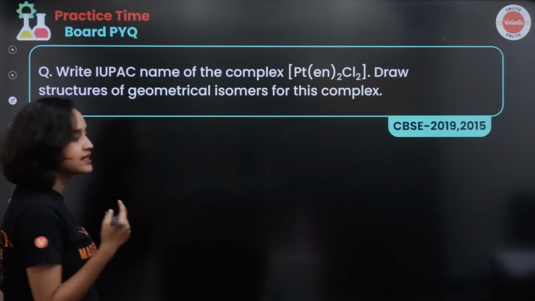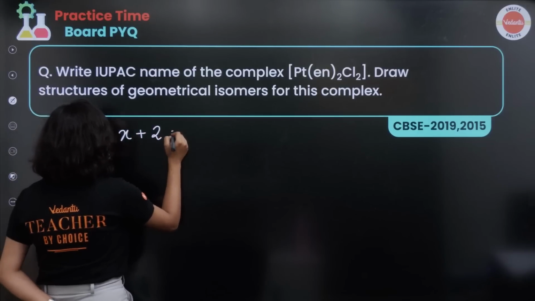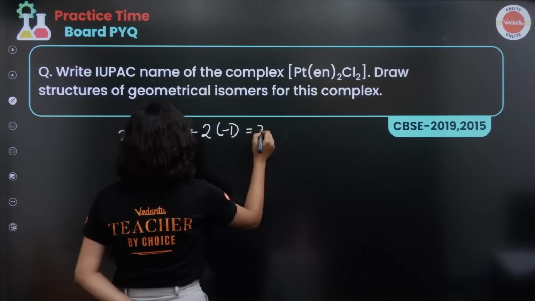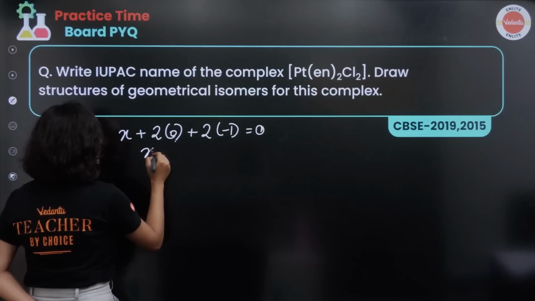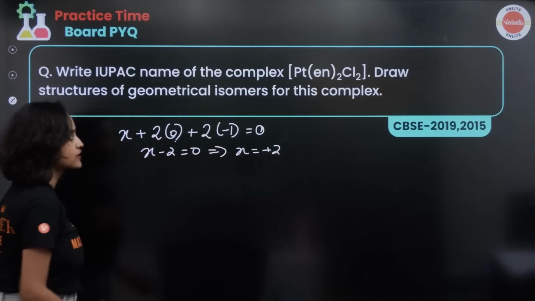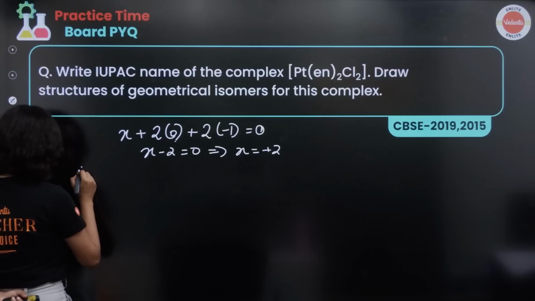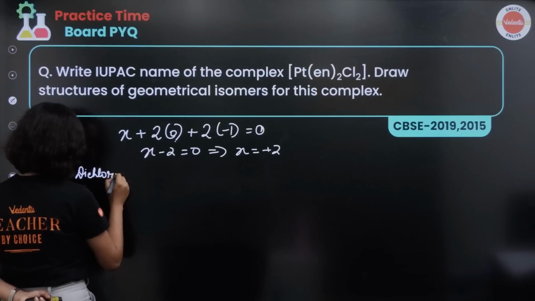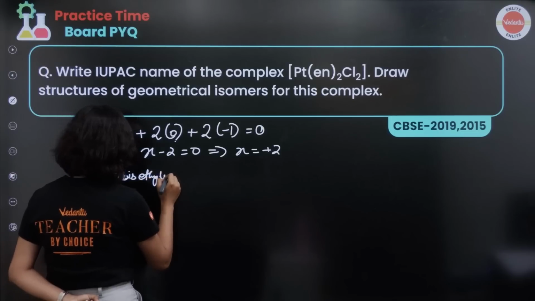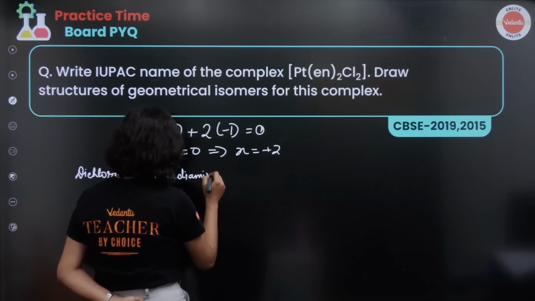First, we will write the IUPAC name. To write the IUPAC name, obviously we will need the oxidation state. So x plus 2(0), en is a neutral ligand, plus 2(-1) is equal to 0. So x minus 2 is equal to 0, which means x is equal to +2. +2 is the oxidation state of platinum. Now let's write down the name. The name of the compound will be dichlorobis(ethylenediamine)platinum(II).